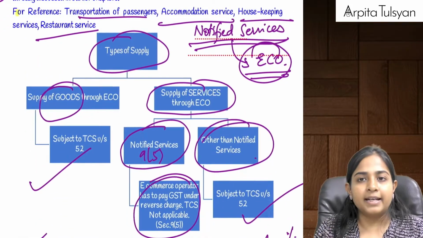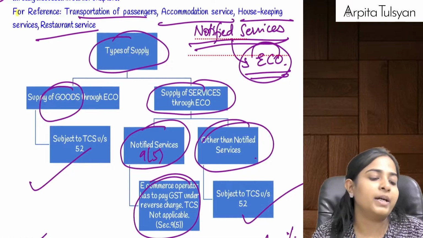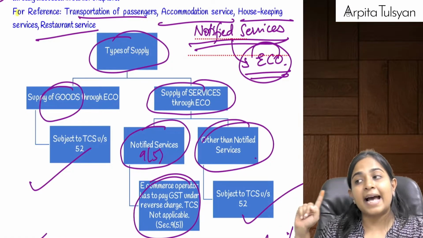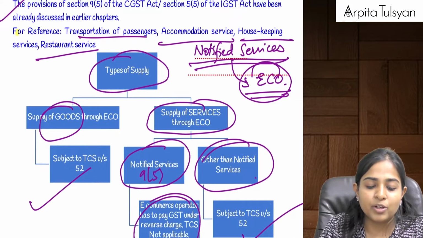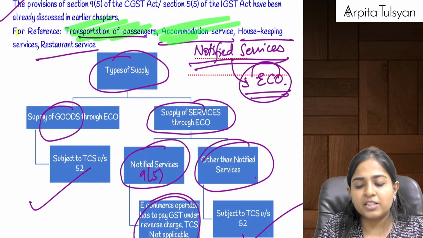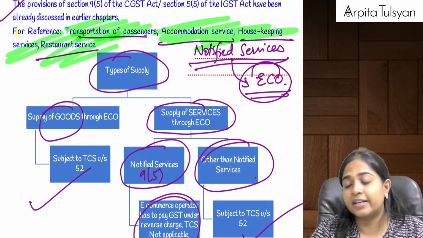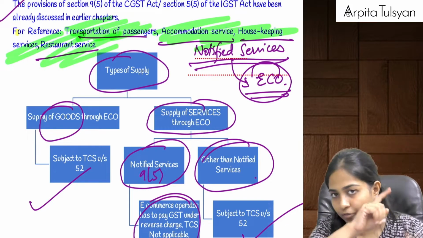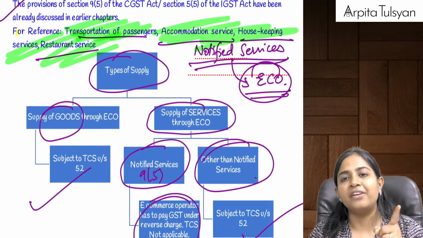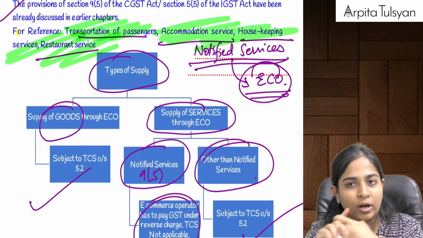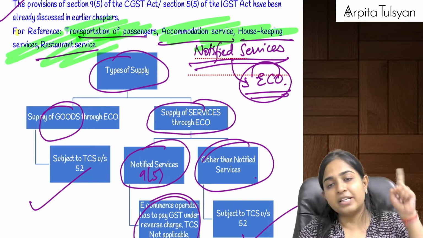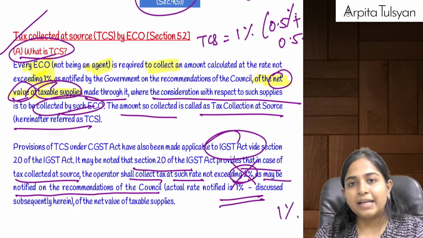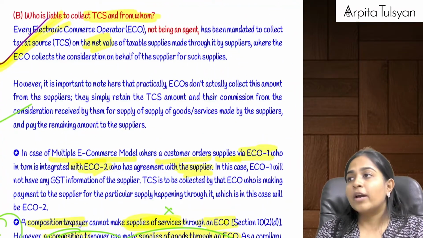So till here, one very important exception that we have studied is if any notified services as studied under section 9(5), I have given you the reference also, transportation of passenger, accommodation service, housekeeping service, etc., if these notified services were provided through an e-commerce operator, TCS provisions are inapplicable. Basically, if 9(5) is applicable, then section 52 is not applicable. If 9(5) is not applicable, then section 52 shall become applicable. Are you understanding this?